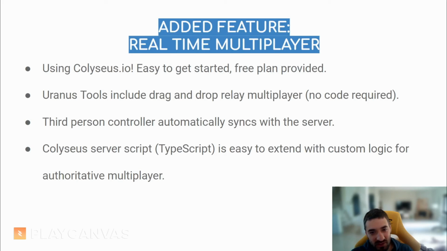A few words about how we did multiplayer. We used Colyseus.io. It's a great system. It's a Node.js multiplayer server that's very easy to get started, and it also includes a free plan to get you started. In Uranus tools, we have a drag and drop relay multiplayer system. That means you can use multiplayer out of the box in your own scenes with no code required, literally. We have a third-person controller that automatically synchronizes with the server. We have a server template written in TypeScript, which is very easy to extend with custom logic for authoritative multiplayer. You can easily get started with this kit to have multiplayer in your own scenes.